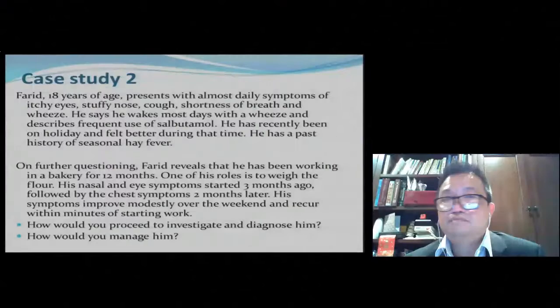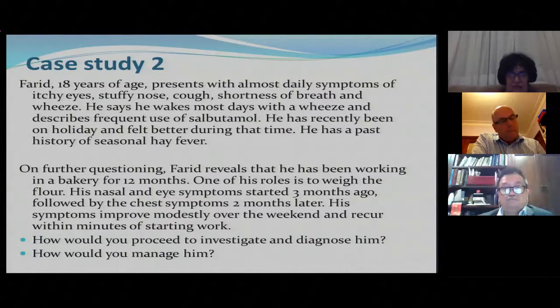Testing. We could do a serial peak flow while he's at work, and then do it after being away from work for a week, and look at the pattern of exacerbation. We can also do a peak expiratory flow, is it? Yes. And also, you can do a spirometry test and see if it improves with salbutamol, and you can also do a mannitol challenge with the spirometry test as well, when he's at work and also when he's away from work, to see whether there's any changes.